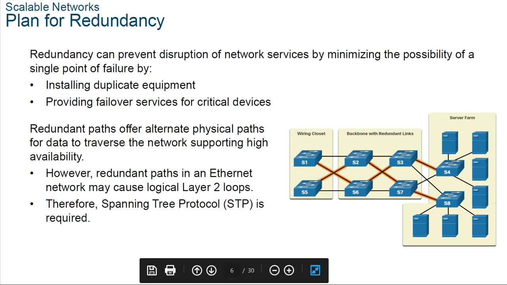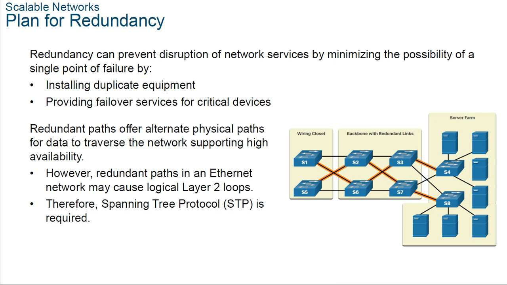So first, actually, we did a plan. We need to plan for redundancy, which is one of the scalability approaches, or techniques. Redundancy can prevent disruption of network service by minimizing the possibility of a single point of failure. This is what you want to eliminate, right? How to do it? We need to install duplicate equipment.